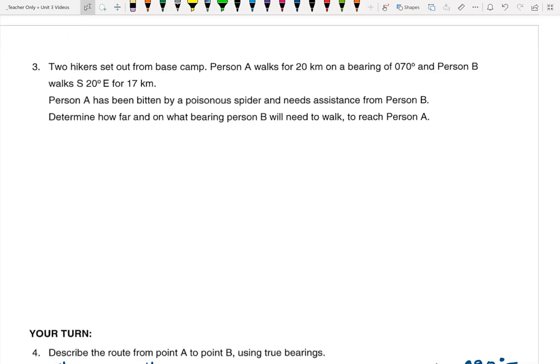So we have two hikers set out from base camp. Person A walks for 20 kilometers on a bearing of 70 degrees true, and person B walks south 20 degrees east for 17 kilometers.